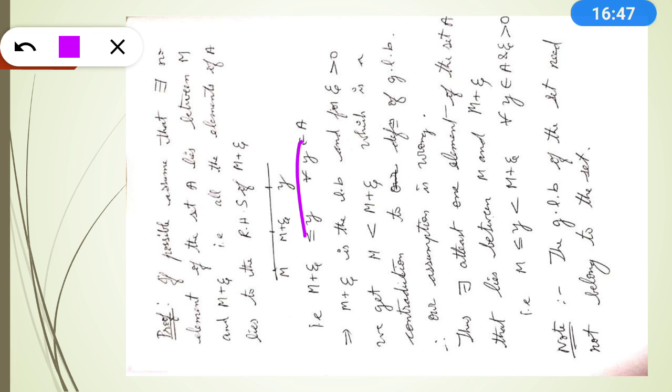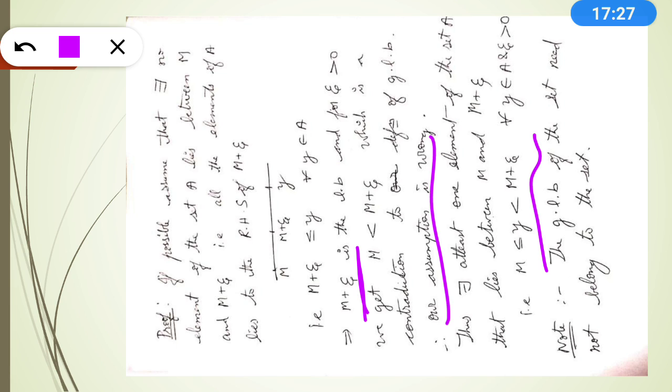So I'll have it like this: m plus epsilon, then y. Now m plus epsilon will be what? Less than or equal to y, which means what? My m plus epsilon is the lower bound for my set of elements in A. Okay, but we know that m is the greatest of all the lower bounds. Now we are finding a new element m plus epsilon to be the lower bound for the set, which is not at all possible. So our assumption is wrong, that is, there will be at least one element between m and m plus epsilon.